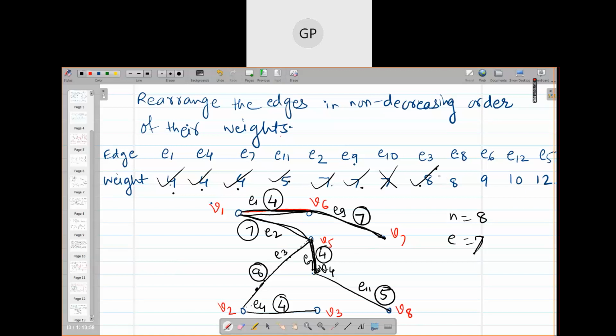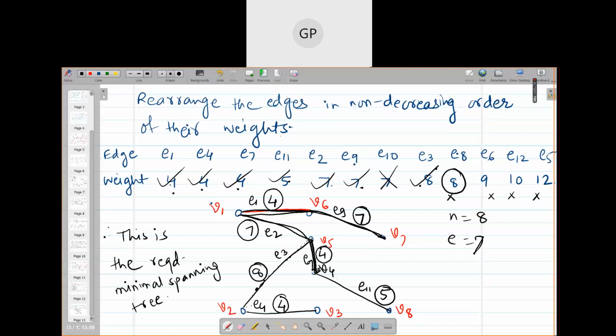Right? Yes. Therefore, this is the required one. We do not need the rest. This is the required minimal spanning tree. Now there is one more edge with the weight 8 here. You can check whether you can include this edge instead of E3. If I enter this edge in place of E3, it will generate a circuit, so we do not need it.